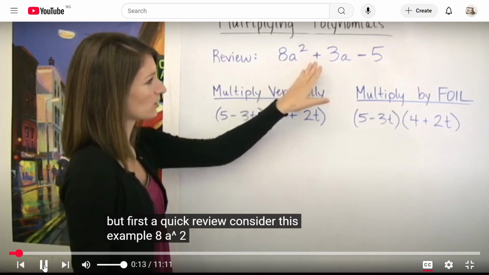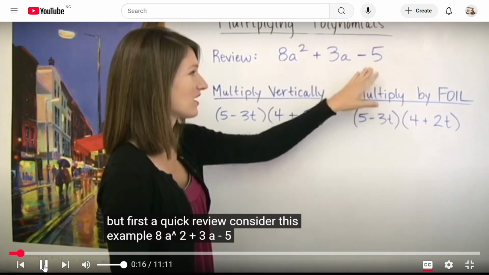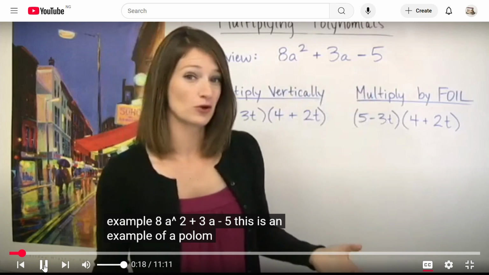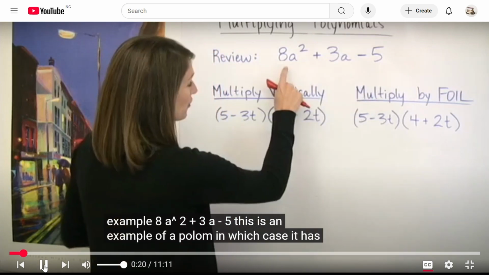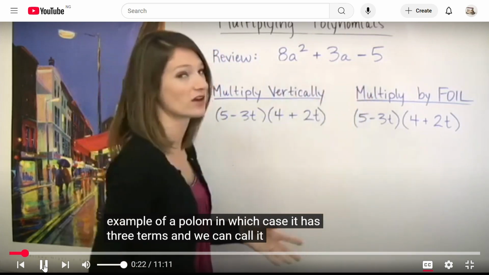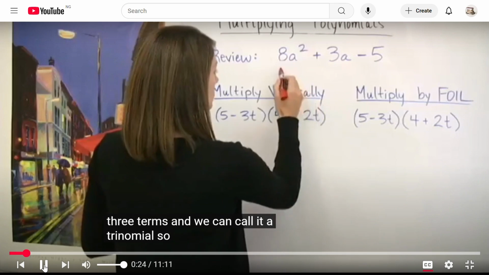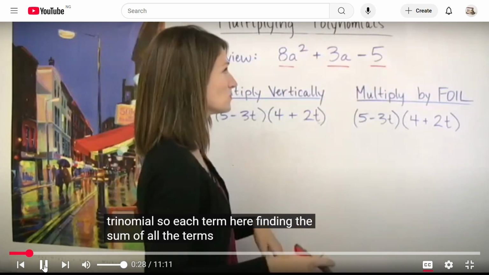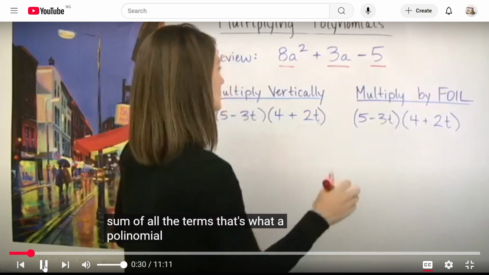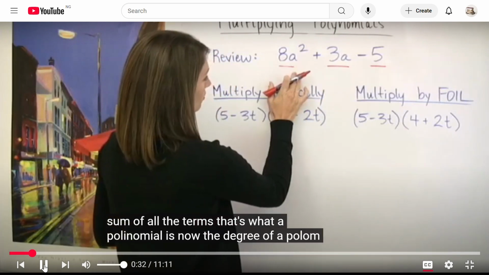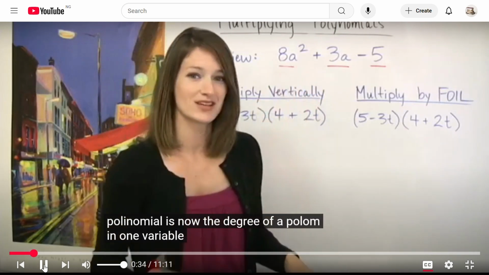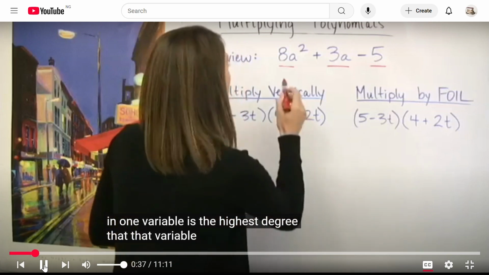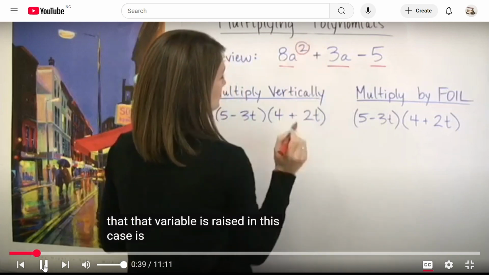a squared plus 3a minus 5. This is an example of a polynomial, in which case it has 3 terms and we can call it a trinomial. So each term here, finding the sum of all the terms, that's what a polynomial is. Now the degree of a polynomial in one variable is the highest degree that that variable is raised. In this case is 2.